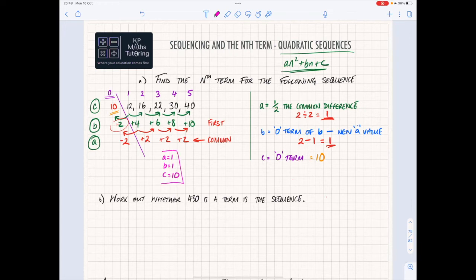And I now just substitute these values into the equation up here. So A is 1, so technically 1n squared plus 1n plus 10. But because we want to write that mathematically, n squared plus n plus 10. And that is your answer to the nth term for the sequence.